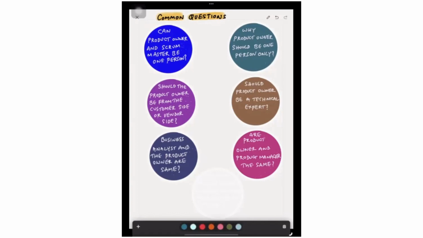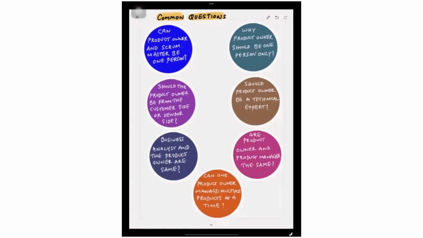And the next question, can one product owner manage multiple products at a time? While it is possible, you need to be careful about the time, bandwidth, and availability of the product owner. For example, if there is a product or a group of applications, say a flight related application, there is a customer facing website where customers book the flights.